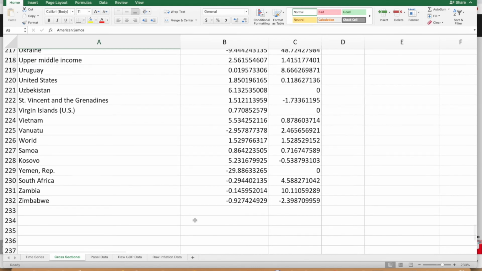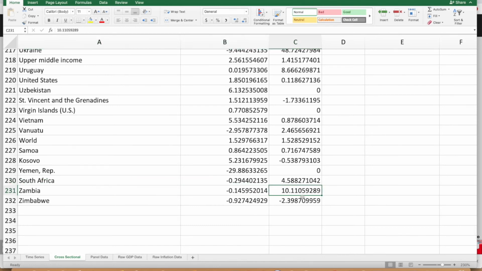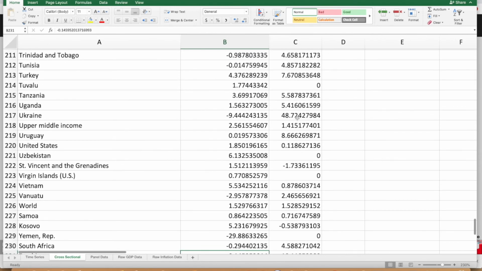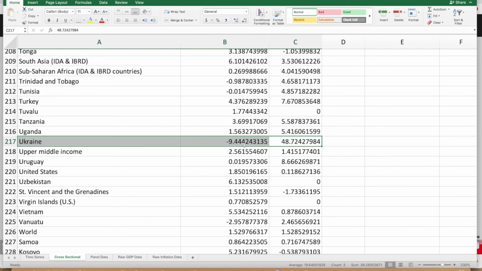So let's see, I was going to look for inflation, but here's a country. Zambia had negative growth, but 10% inflation. So a large inflation rate, 10%, but actually negative growth rate. Here's another big example right here. Ukraine has negative 10% growth basically, and like 50% inflation.